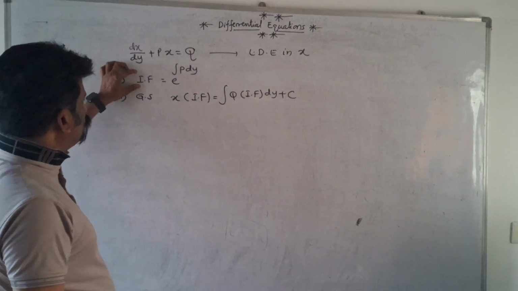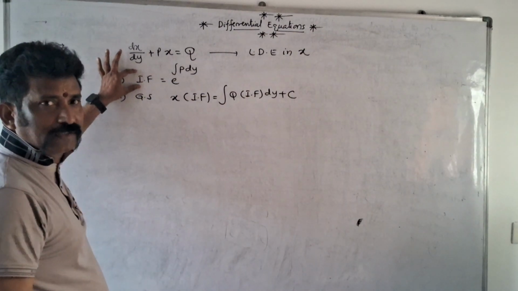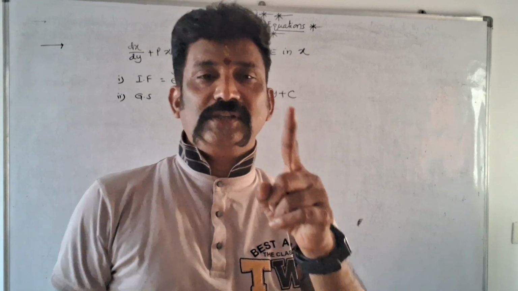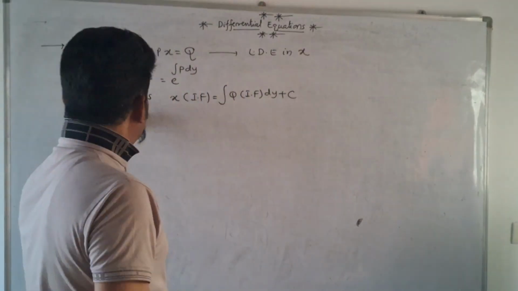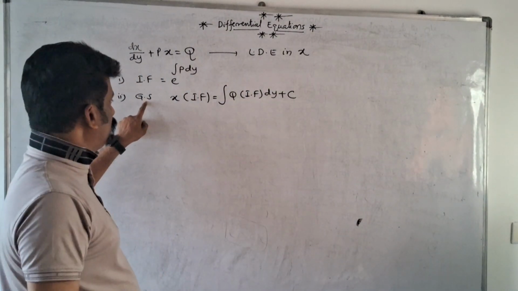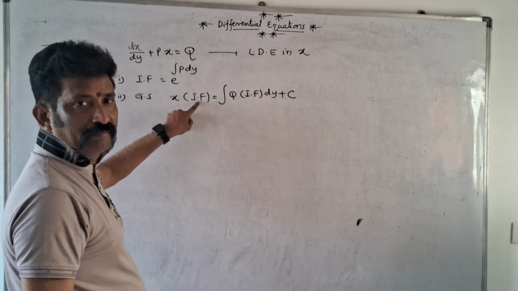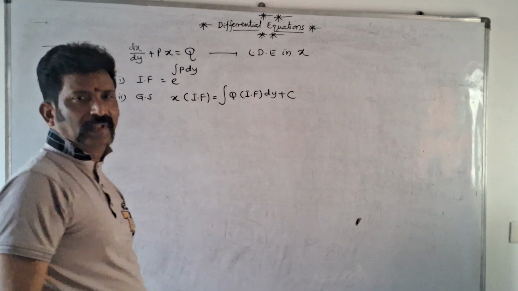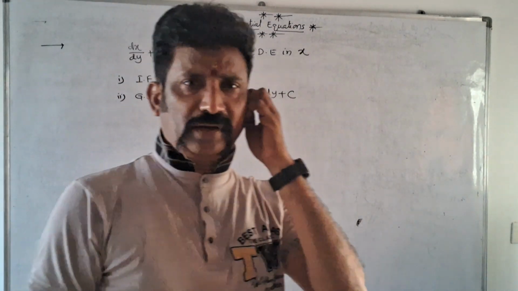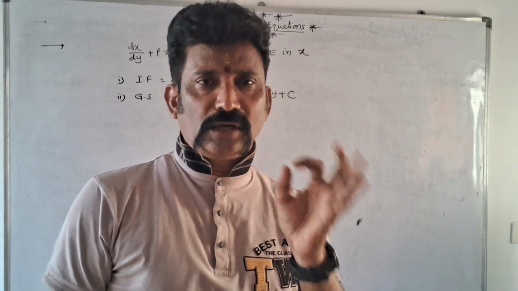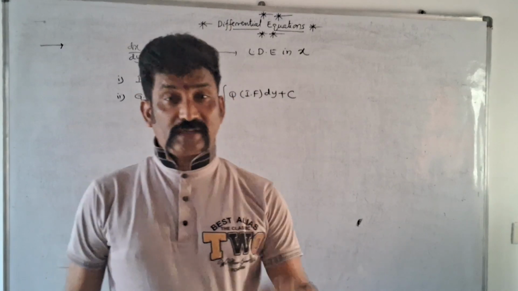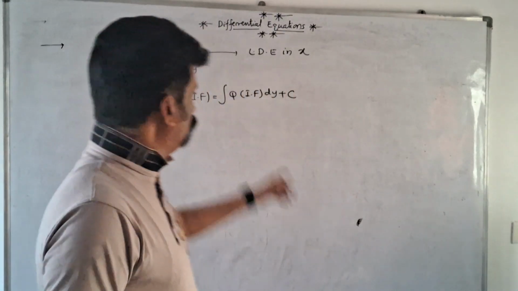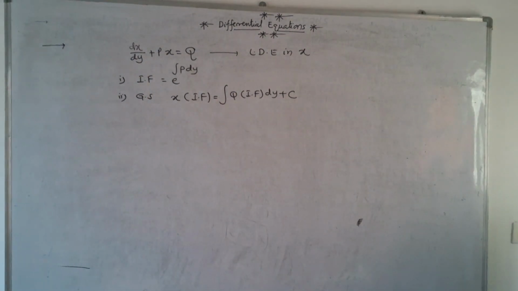Right. So first find the integrating factor. Integrating factor is equal to e^(∫P dy), because P is a function of y. And the general solution, GS, means x × IF = ∫Q × IF dy + c. So the derivation part is not important. Simply remember this: the general solution of the given equation is x × IF = ∫Q × IF dy + c.